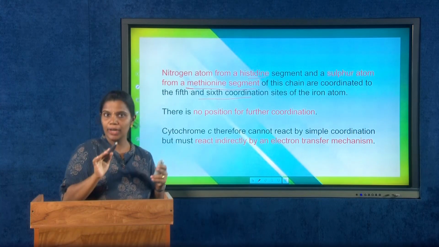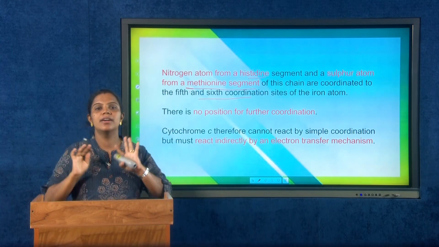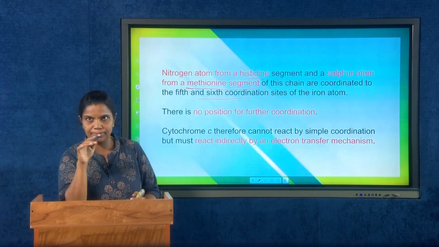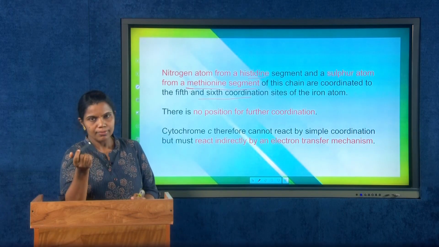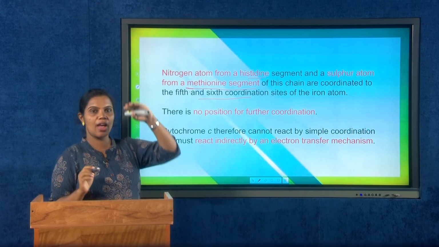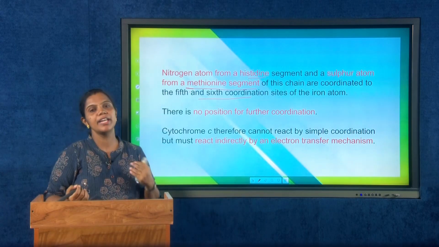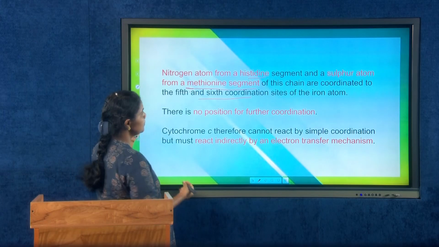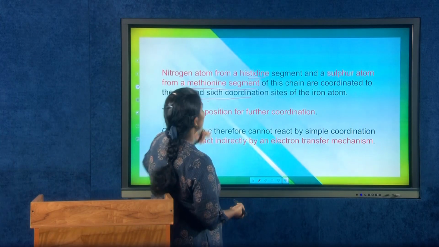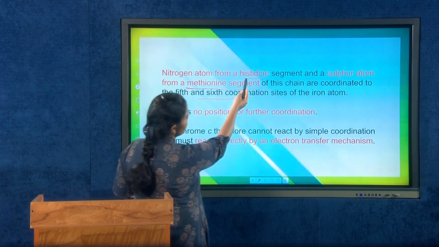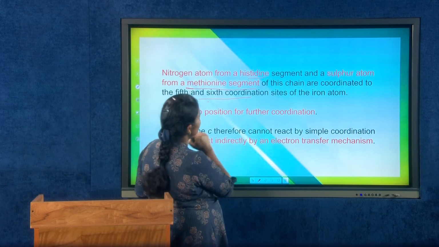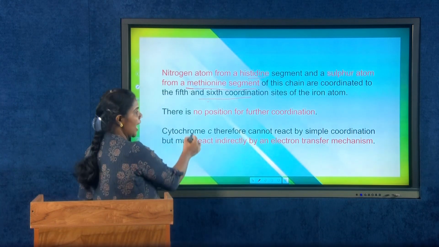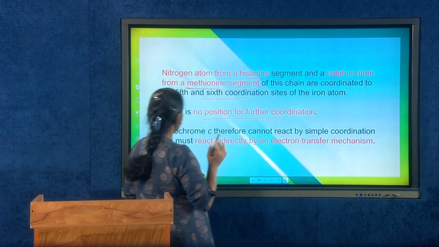We know the structure of heme, and you know that four coordination positions are occupied by the nitrogen atoms, and you have a 5th coordination space and a 6th coordination space above and below the plane, and these are occupied by the nitrogen atom from histidine and the sulfur atom from the methionine segment. And there is no further space for coordination.